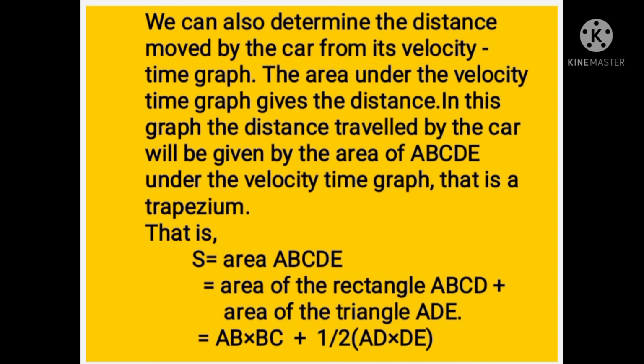We can divide this trapezium into a rectangle and a triangle as shown in the figure. So area of ABCDE is equal to area of rectangle ABCD plus area of triangle ADE. That is equal to, what is the area of rectangle ABCD? It is L into B. That is equal to AB into BC plus area of triangle, which is half into AD into DE.